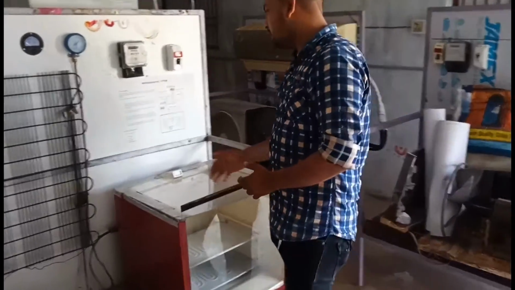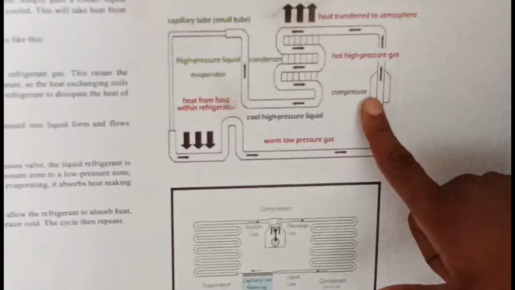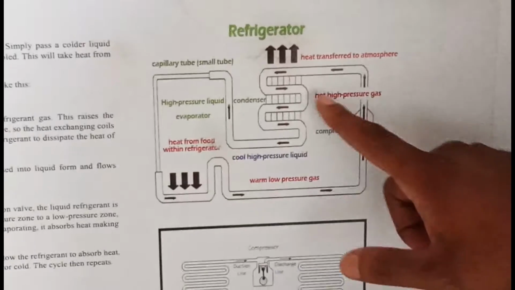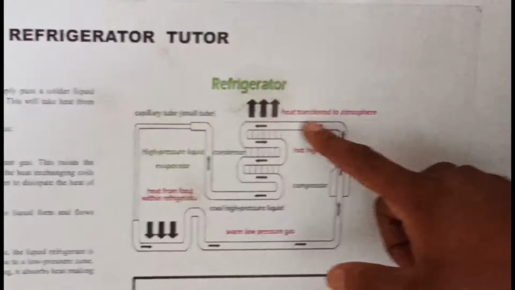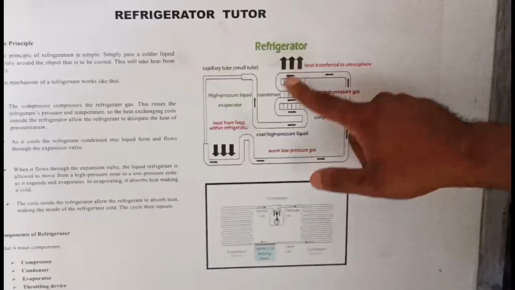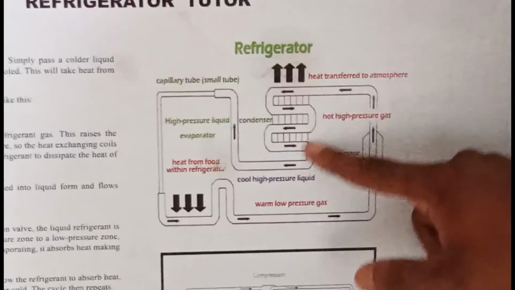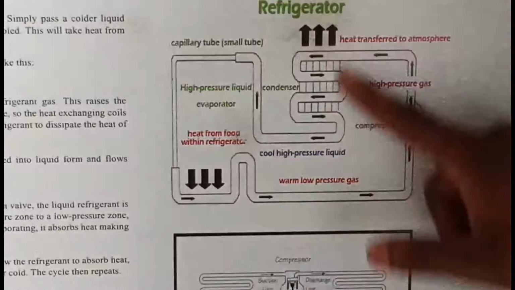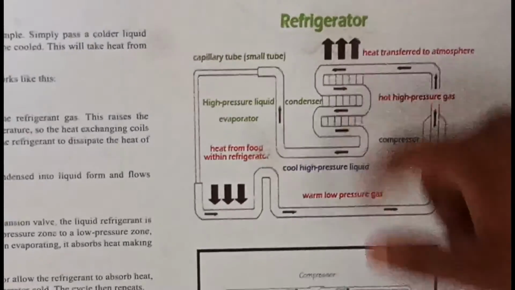Okay. So you can see this cycle. So this is a compressor. Here a high pressure gas comes through this pipe, and here this is the condenser, and in that condenser part the high pressurized gas becomes condensed. The main work of the condenser is to cool the high pressurized gas.